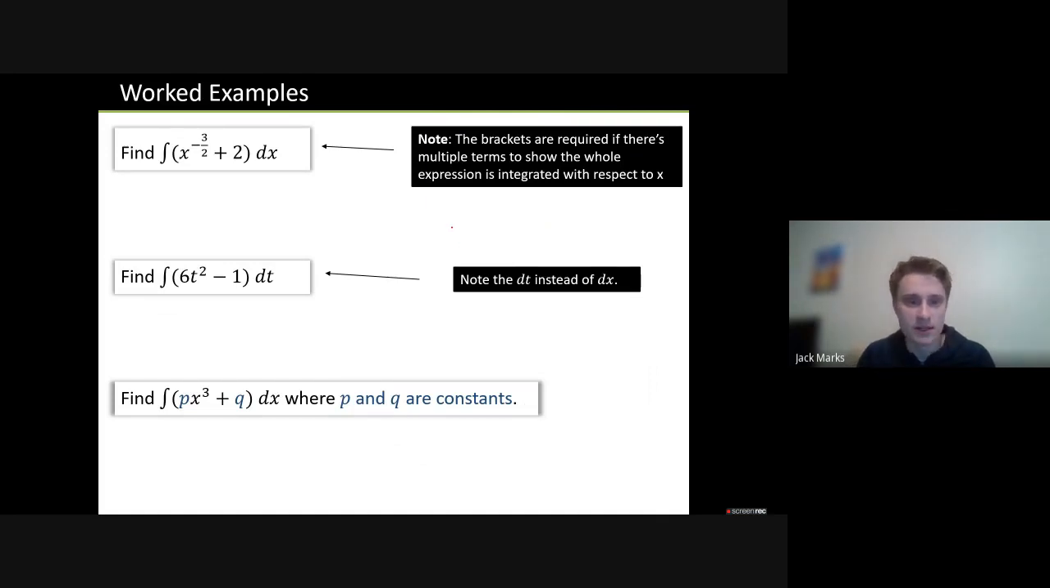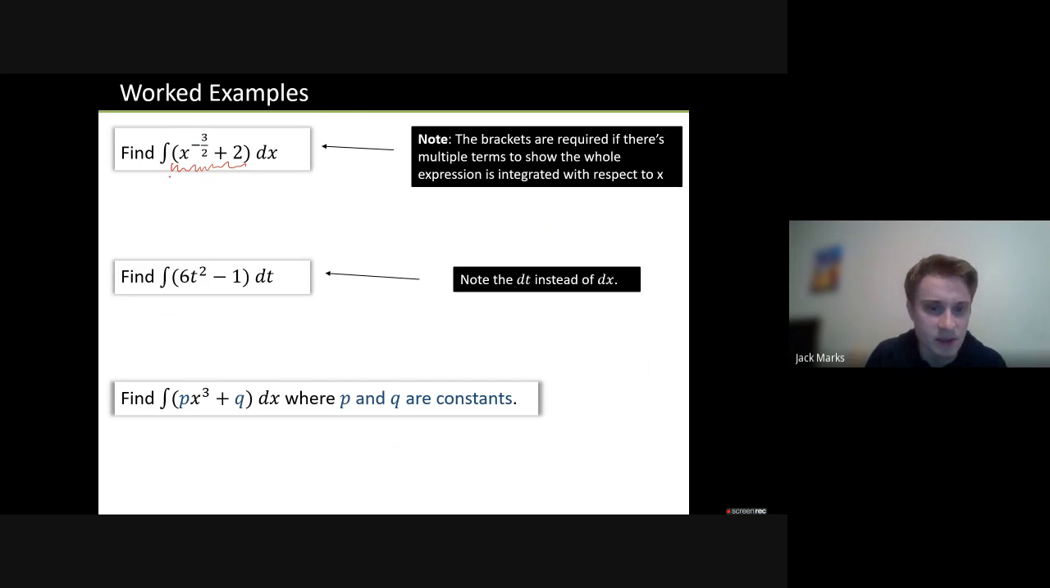Now, a couple more worked examples here. So we often write it like this. We put the part that we're integrating in the brackets to avoid confusion. Mostly, you want to know that the whole thing is being integrated with respect to x. So that's why you might write it like this.